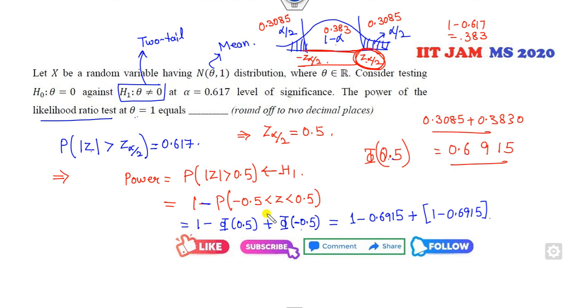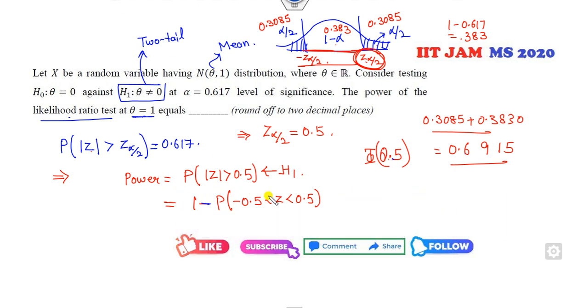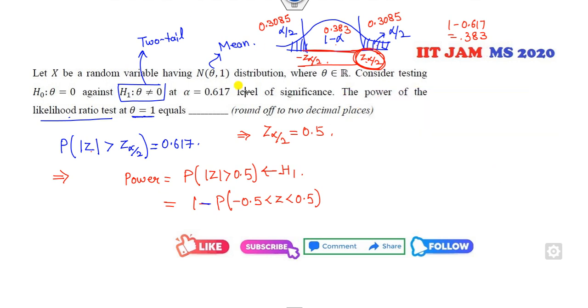Fine. So you can see this is my z. Oh sorry, it is theta is equal to 1. You have to find the likelihood at theta is equal to 1. I forgot about theta is equal to 1. Just wait. Okay, just wait. I forgot this line, theta is equal to 1.